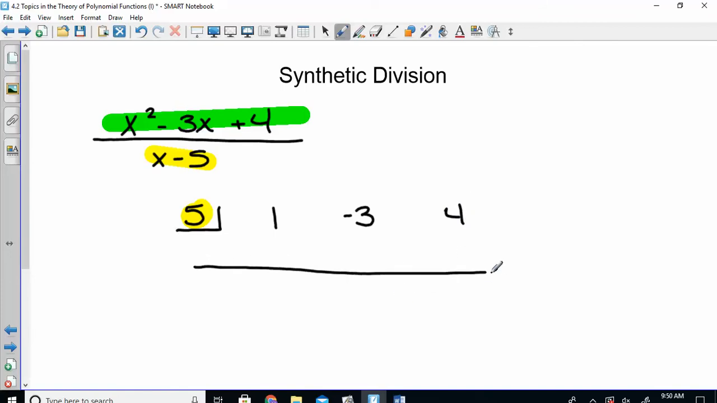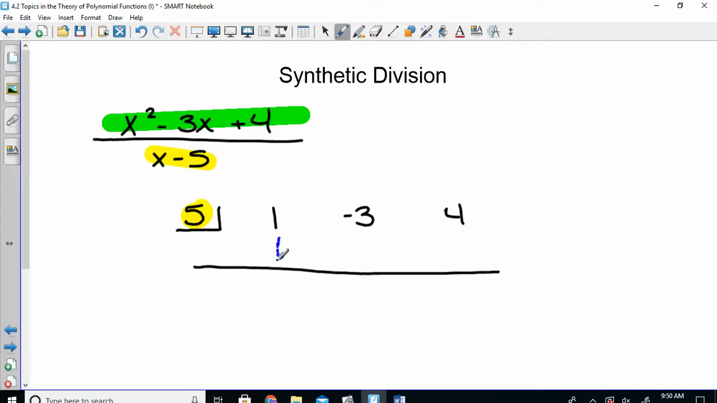Now, because we don't put the x's, you do have to watch: if you have missing powers of x, you have to put zeros for that. So if I had just x squared plus 4, you would do 1, 0, 4, because I didn't have any x to the first. So we'll touch on that with future problems. But now it's a series of multiplying and adding.